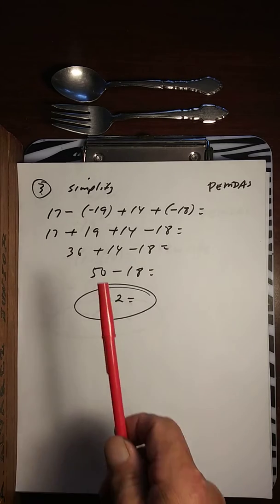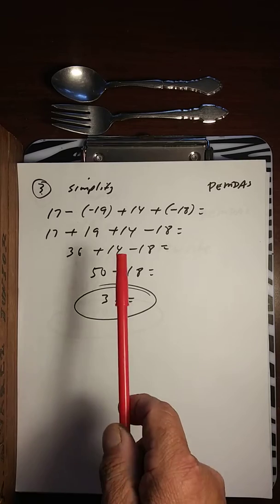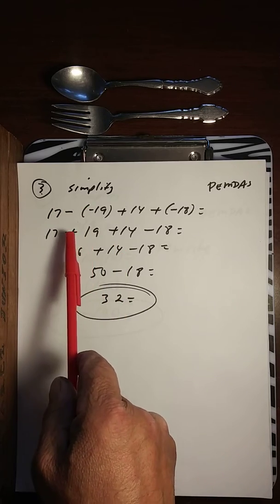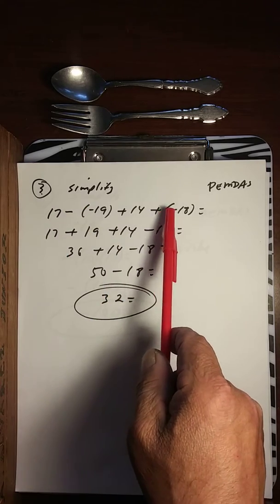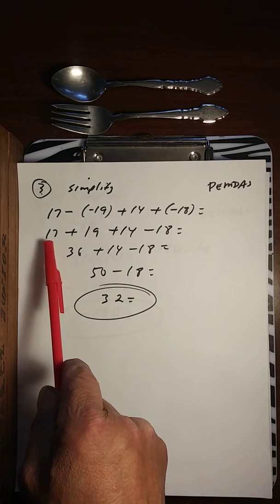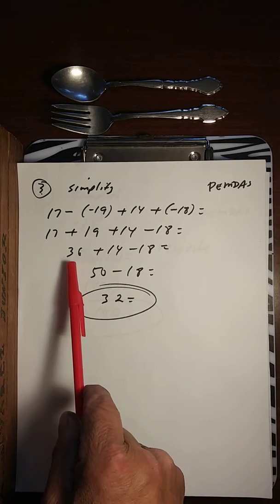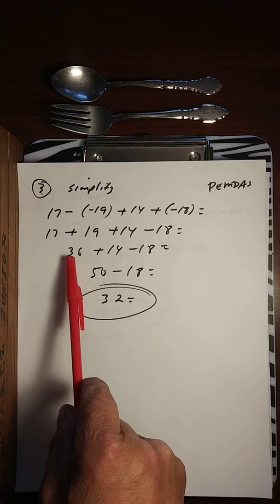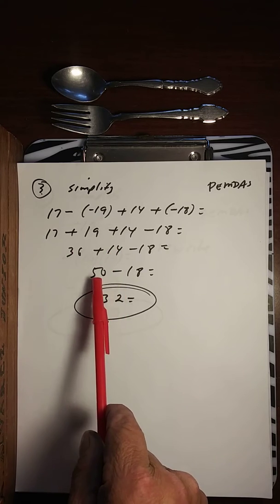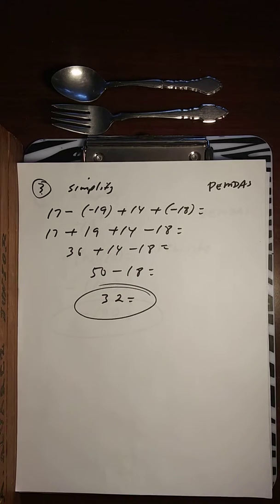Simplify the following. So what we're going to do is get this pretty stuff right. Negative of a negative is a positive, and positive of a negative is a negative. Now let's put these together. 17 and 19 is 36. Bring everything down. 36 and 14 is 50, and 50 minus 18 is 32.